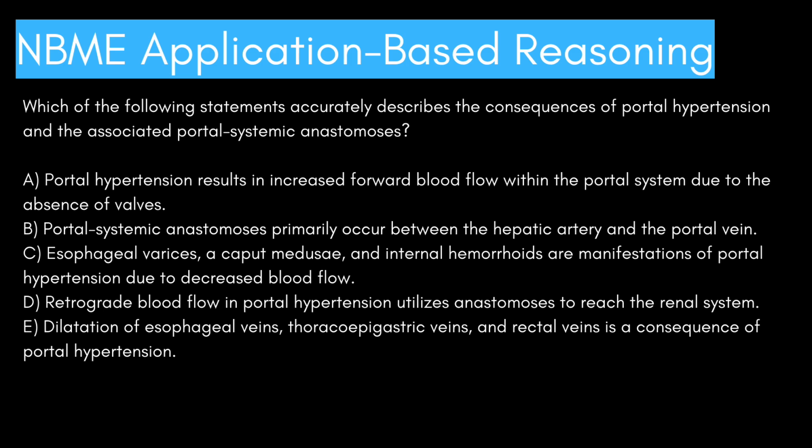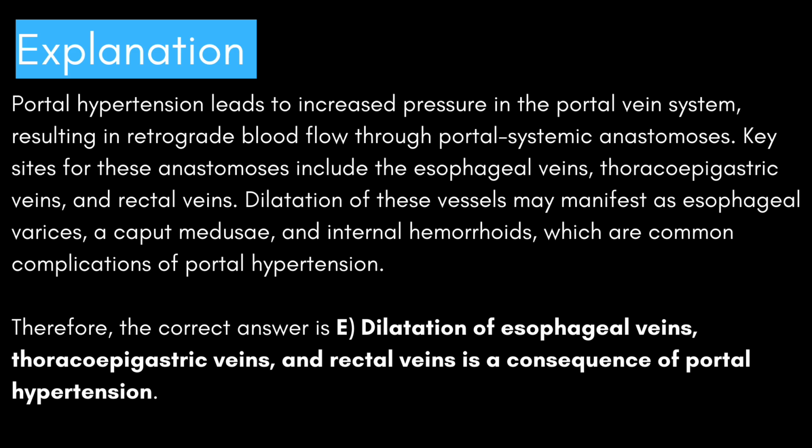All right, I think I gave you guys enough time here. I'm going to move on to see what the correct answer is and what the reasoning behind it is. If you need more time, feel free to pause the video. Otherwise, moving on now. Portal hypertension leads to increased pressure in the portal vein system, resulting in retrograde blood flow through portal systemic anastomoses. Key sites for these anastomoses include the esophageal veins, thoracoepigastric veins, and rectal veins.